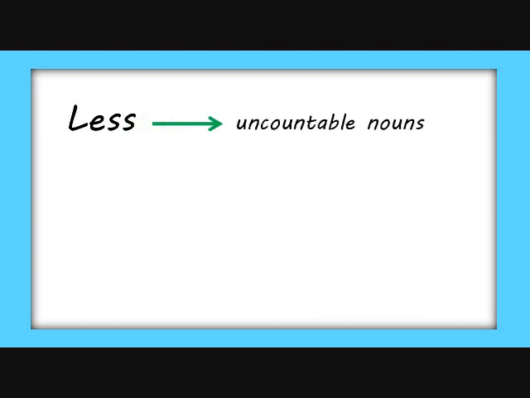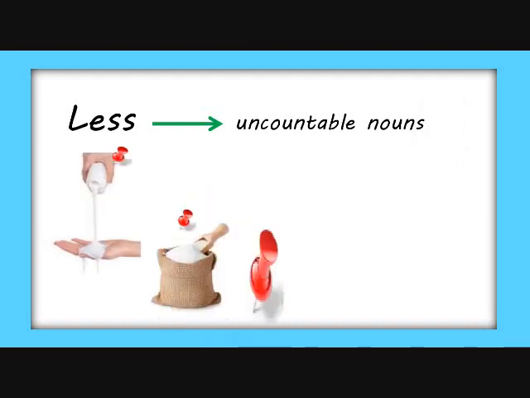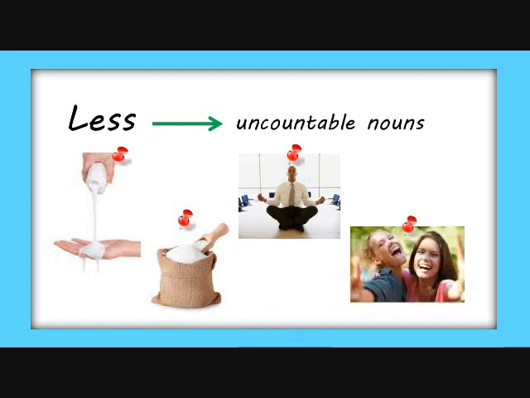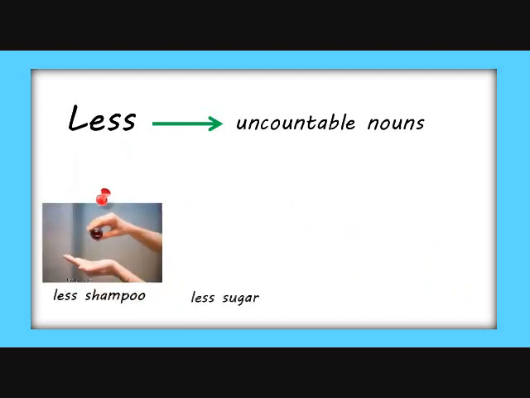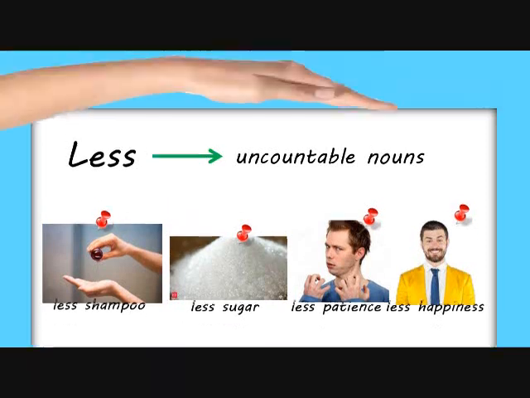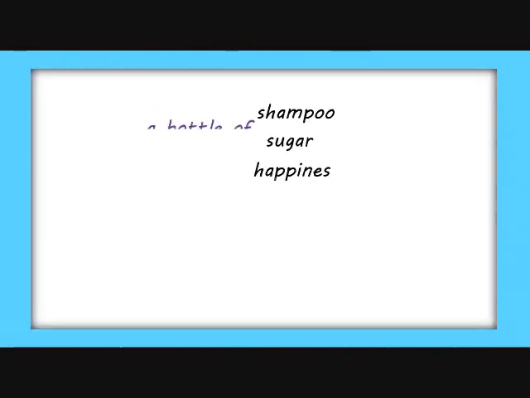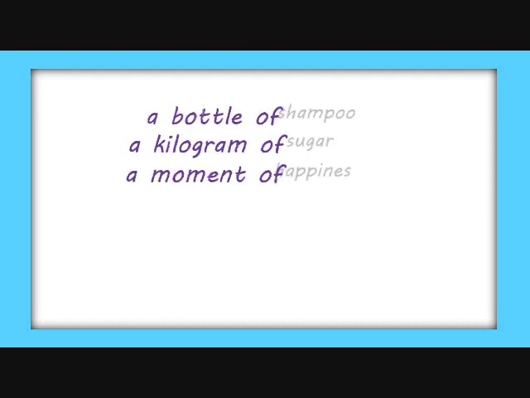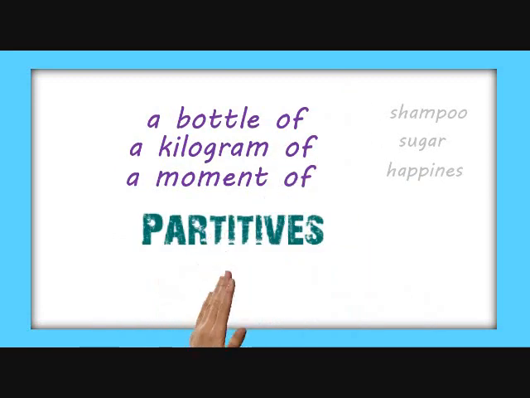Less is used with things we cannot count. We call this uncountable nouns. In the case of uncountable nouns, we have words like shampoo, sugar, patience, and happiness. In this case, we will say less shampoo, less sugar, less patience, and less happiness. Though if you put these things inside something, you can count them. For example, a bottle of shampoo, a kilogram of sugar, a moment of happiness, and so on. These things that help us count the uncountable are called partitives.